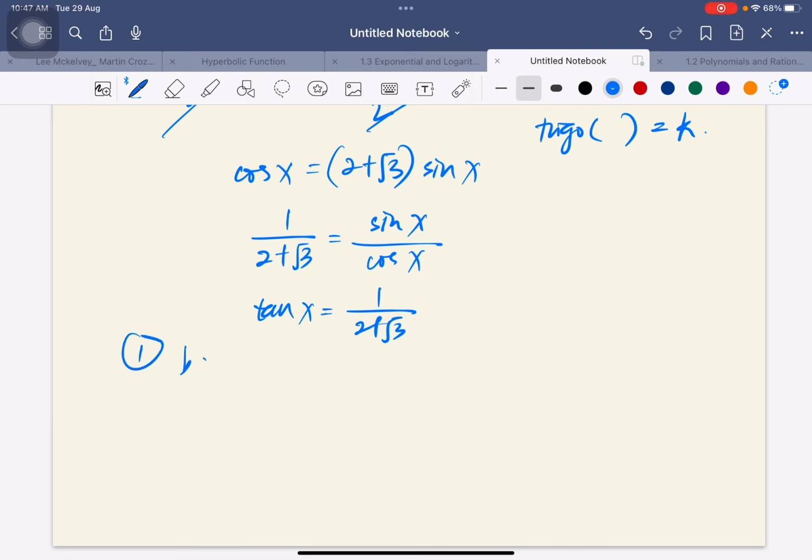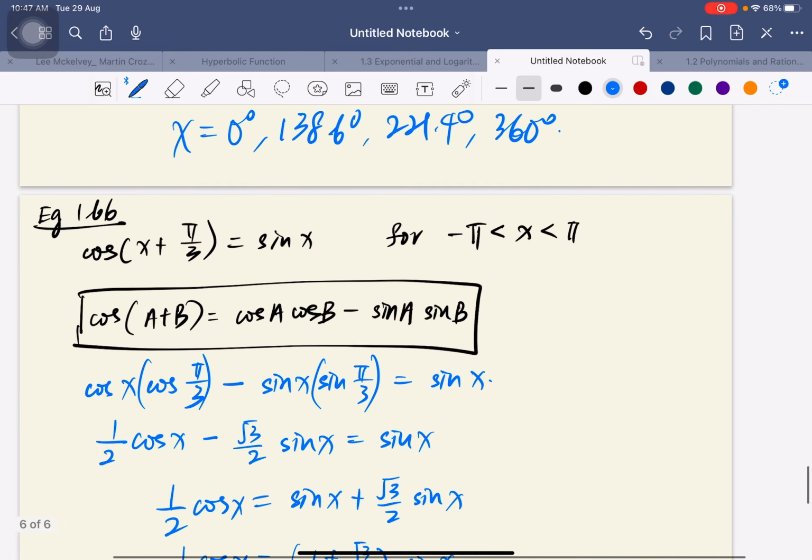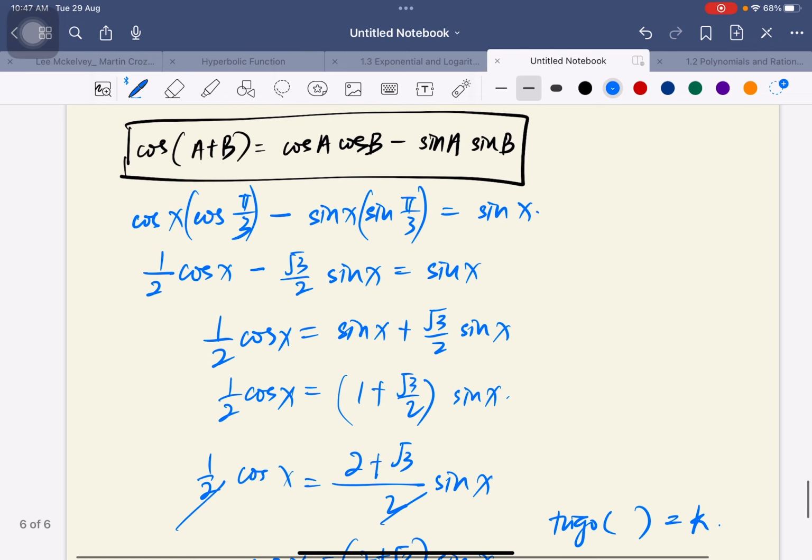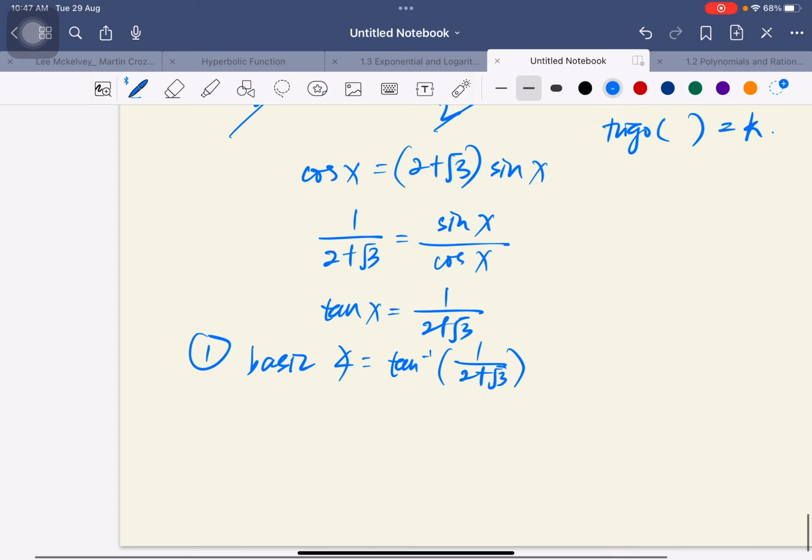First step, basic angle. The basic angle is tangent inverse 1 over 2 plus sec 3. Because we are working in radians, make sure your calculator is already in radian mode, as you already used before this, because this is in terms of radian also. So tangent inverse 1 over 2 plus sec 3 will be pi over 12.